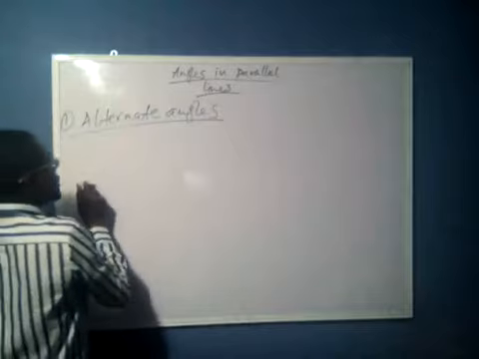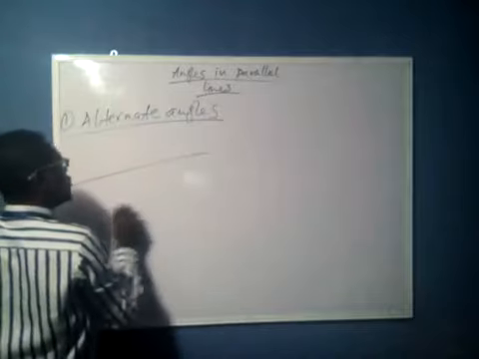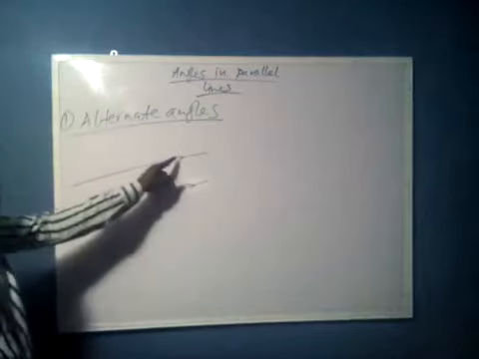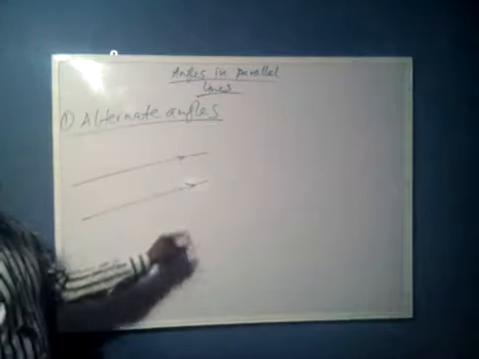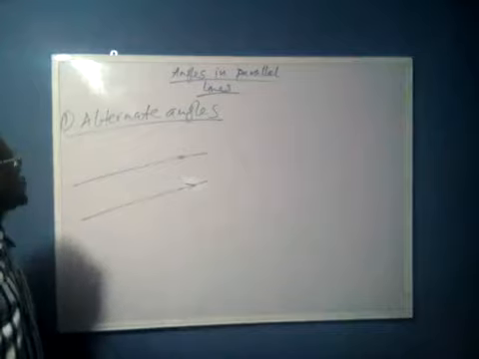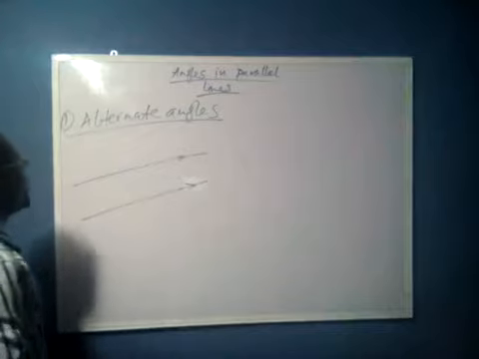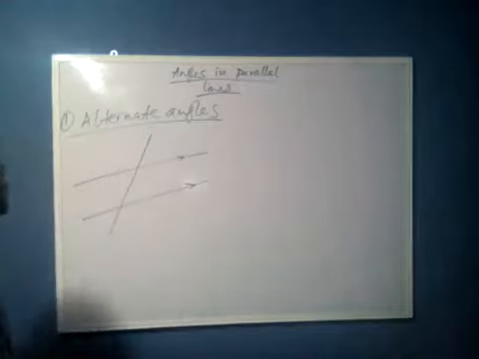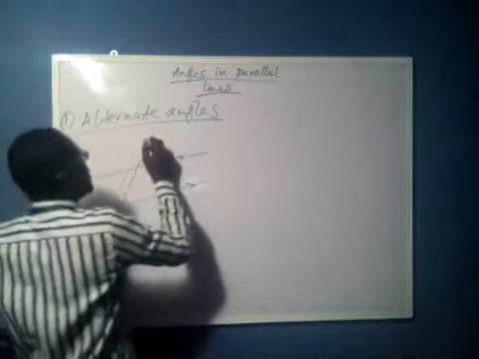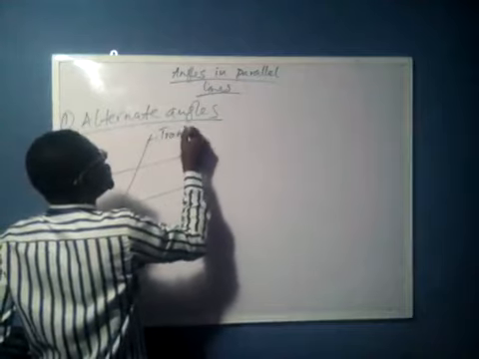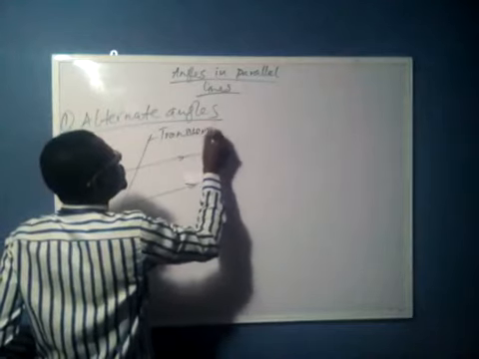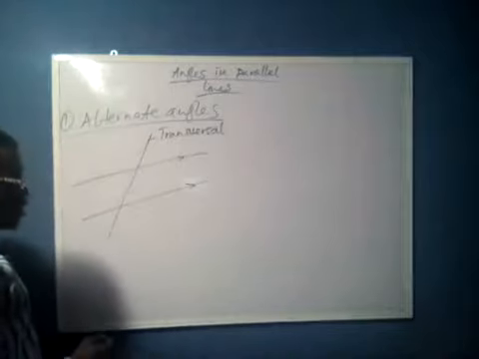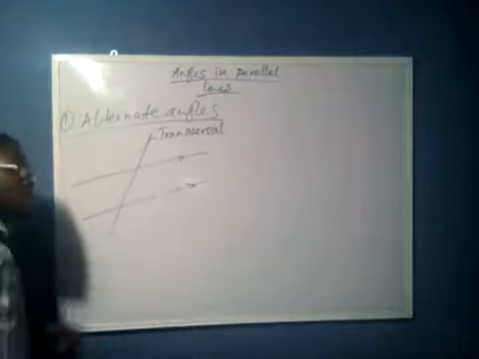So when we have two lines parallel to each other, this arrow is a symbol showing two or more lines parallel to one another. If we have a particular line going across the parallel lines, we call that line a transversal. This transversal will definitely form some angles on both lines.